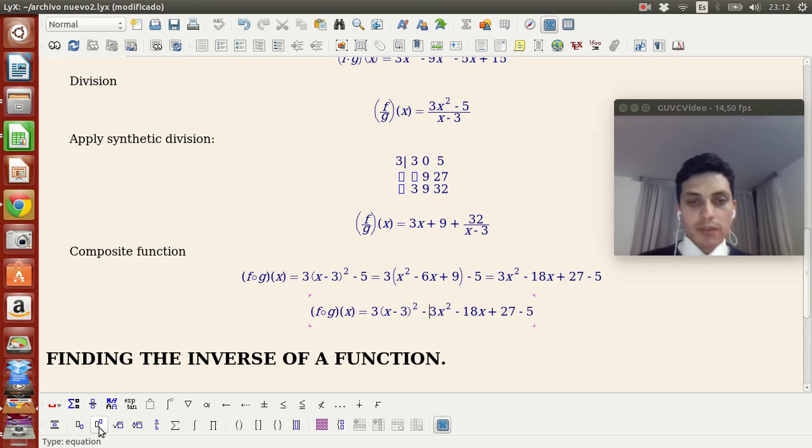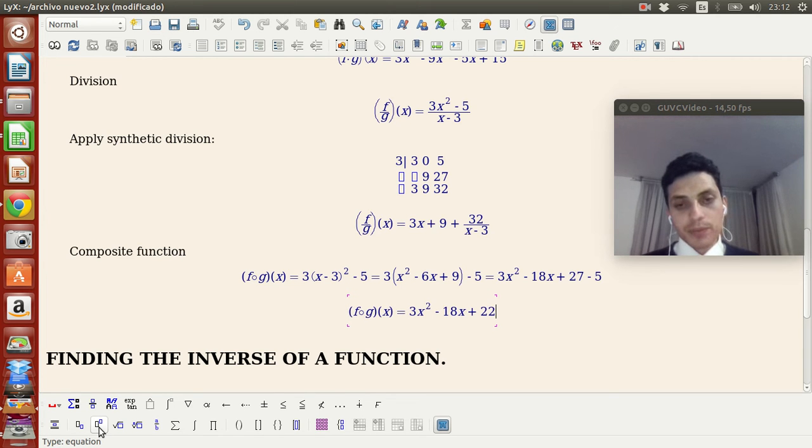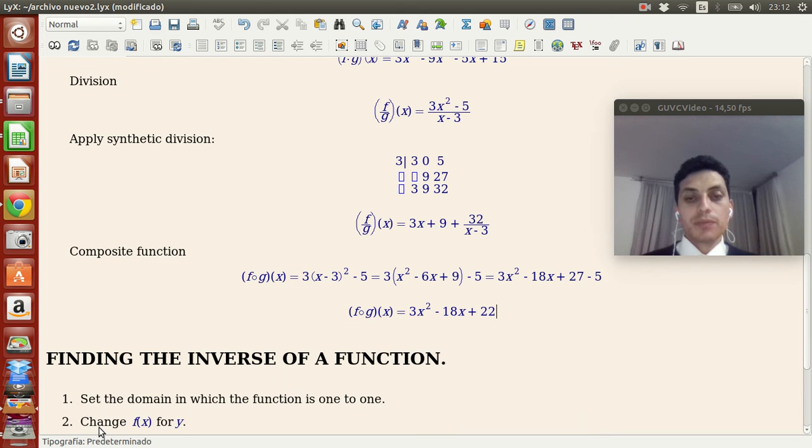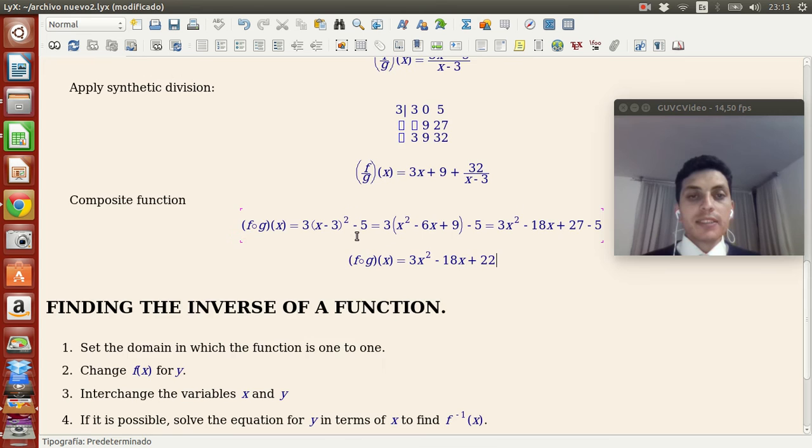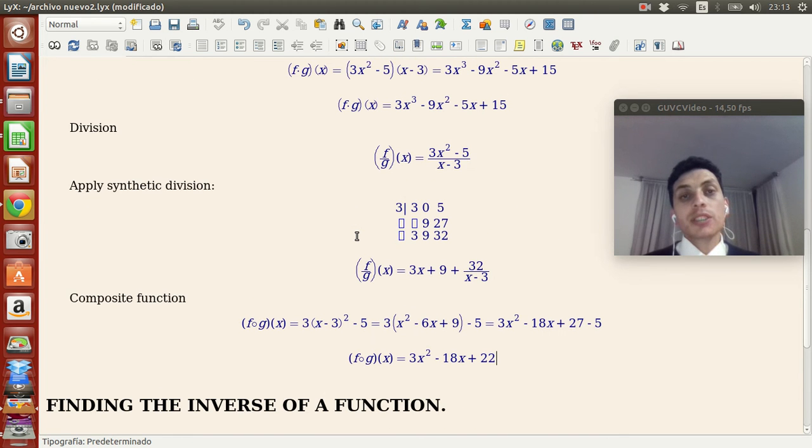And we just have to simplify our answer. 3x squared minus 18x plus 27 minus 5 is 22. So this is f composed g. Some people would ask about g composed with f. Yes, of course, you just have to change x here by 3x squared minus 5. And this is how you operate functions and you find the composite function. It's just a little bit of algebra.